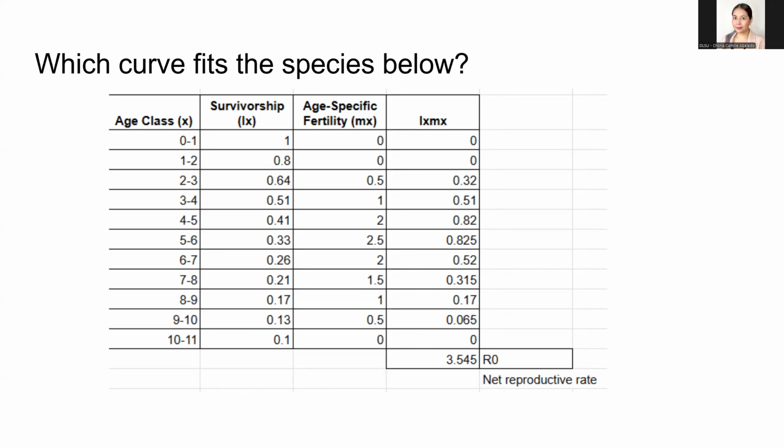Okay, MC, go ahead. Hello, Miss. My answer is type 2 since they're consistent. The differences from the age classes until the older ones are not far apart. The gaps are precise to each other. So I consider this a type 2 survivorship curve. Okay. Ria, do you agree or disagree?